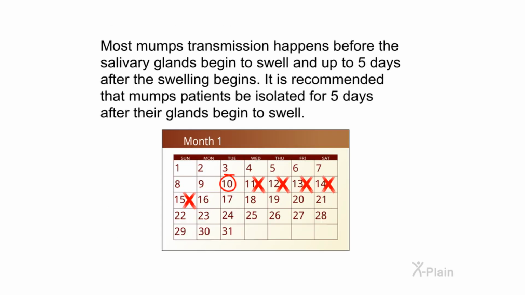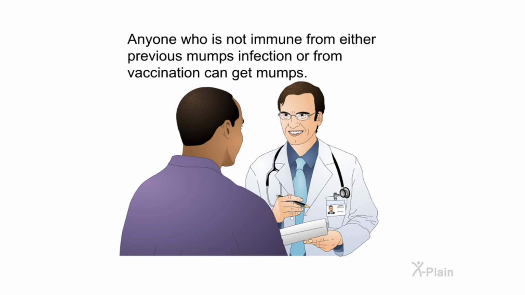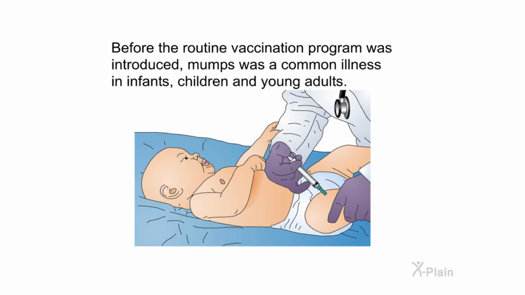Most mumps transmission happens before the salivary glands begin to swell and up to 5 days after the swelling begins. It is recommended that mumps patients be isolated for 5 days after their glands begin to swell. Anyone who is not immune from either previous mumps infection or from vaccination can get mumps. Before the routine vaccination program was introduced, mumps was a common illness in infants, children, and young adults.